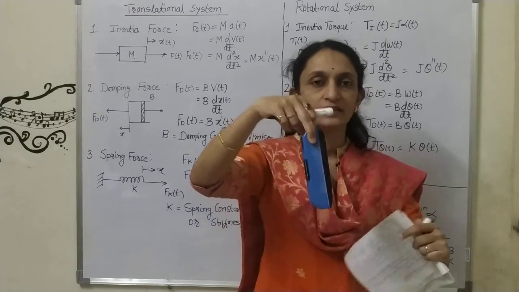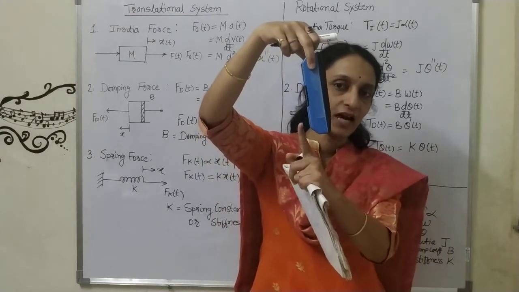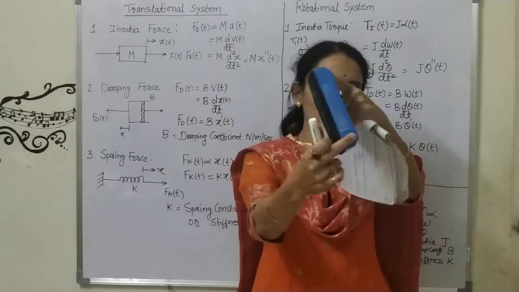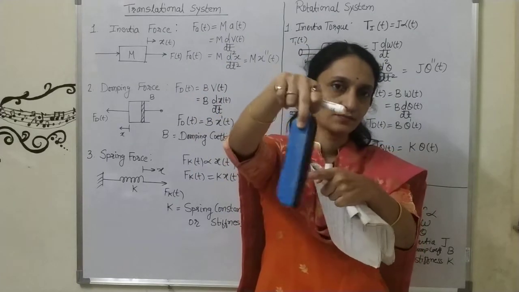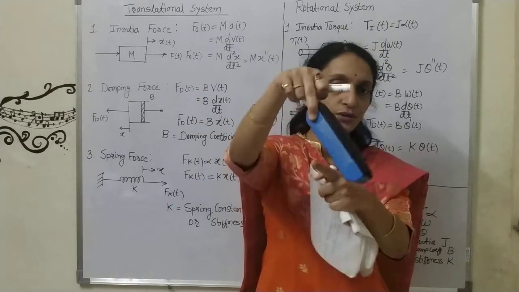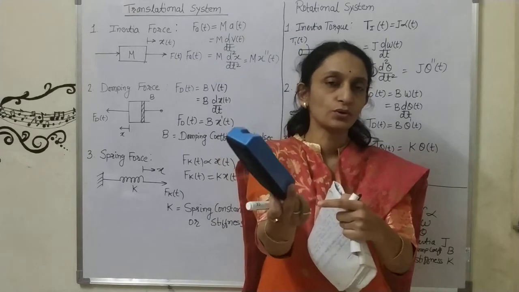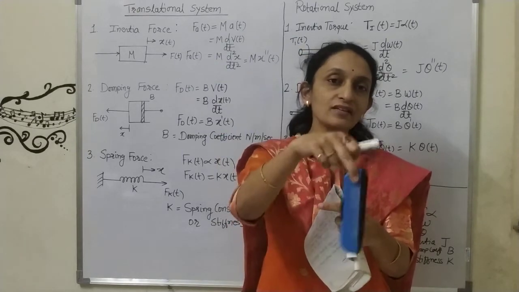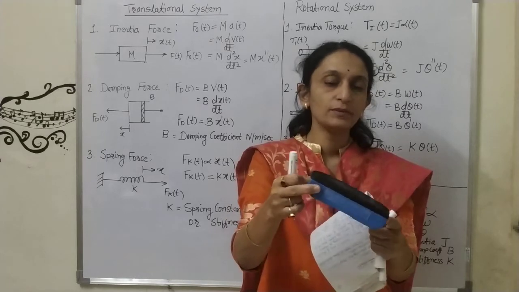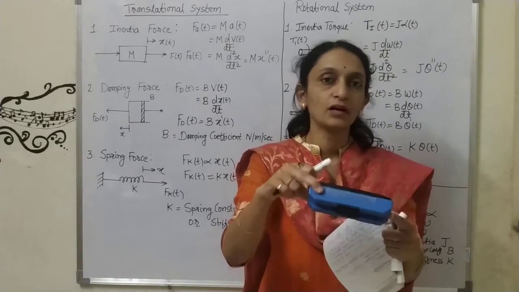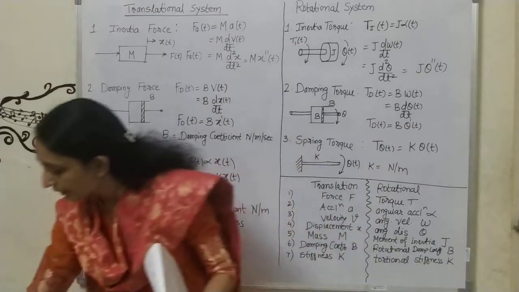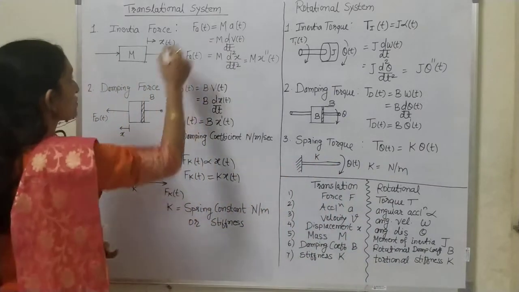Suppose I am holding the duster like this and I apply force in a rotational way. The duster will rotate about a fixed point. So this is called rotational motion. When there is rotational motion, there will be three types of forces that oppose the motion. Number one, we have discussed the translation system.